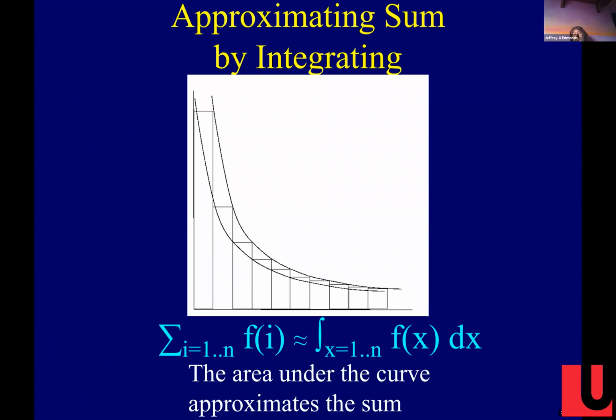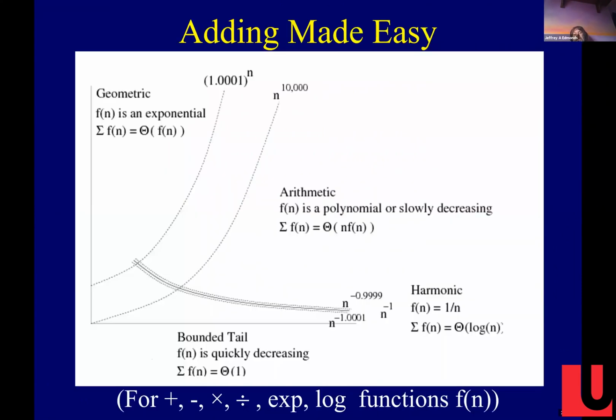And then here we talk about approximating by integrating. And here we're saying if the function grows really fast, it's dominated by the biggest term. If it's more polynomial, like n to the 10,000, or 1.0001 to the n, well, that's still exponential, so it still is dominated by the biggest term. Here's a really, really big polynomial, n to the 10,000. In this case, the sum will be dominated by n times n to the 10,000, n to the 10,001.